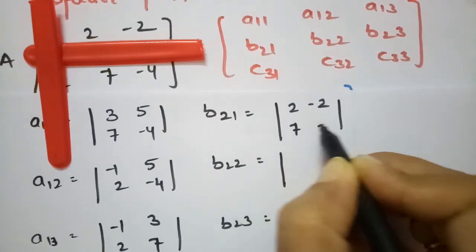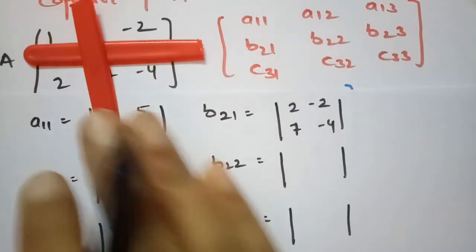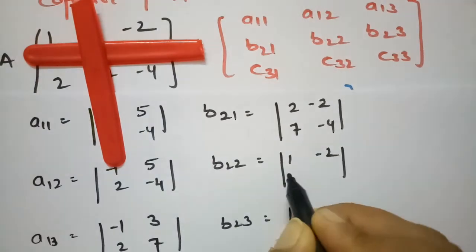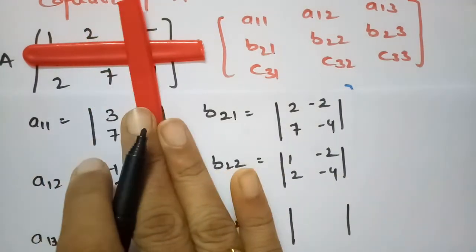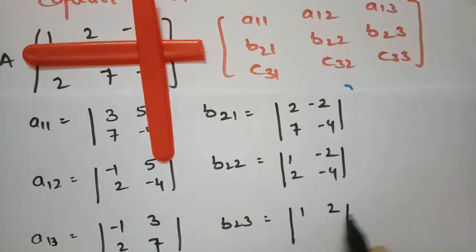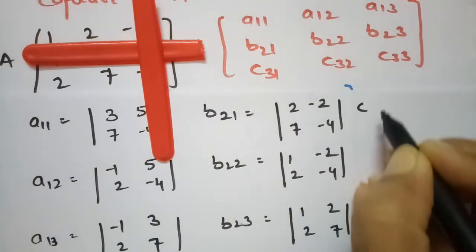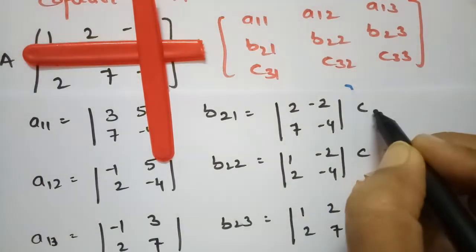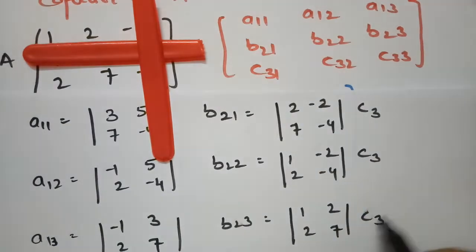Minus 2, and this is 7 minus 4. And if I shift to the second column, this is 1 minus 2, this is 2 minus 4. And if I shift to the third column, this is 1 2 and 2 7. And here column 3, sorry, row 3. So row 3 and column 1 2 and 3.